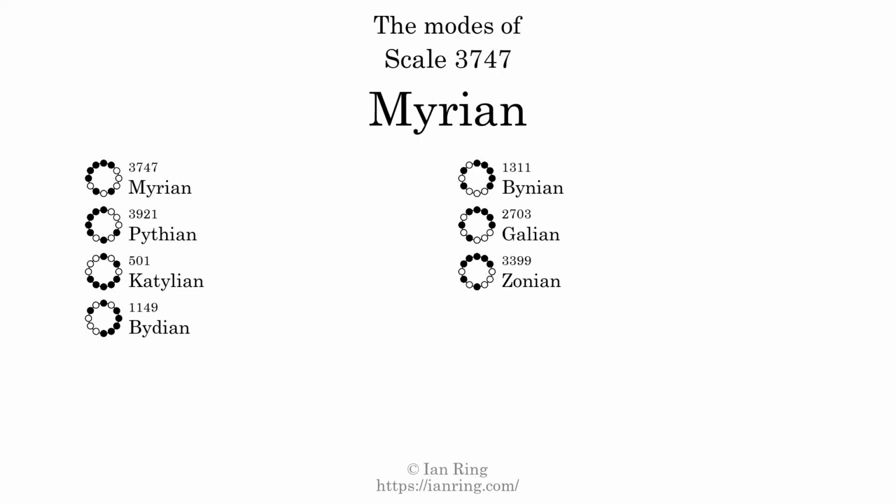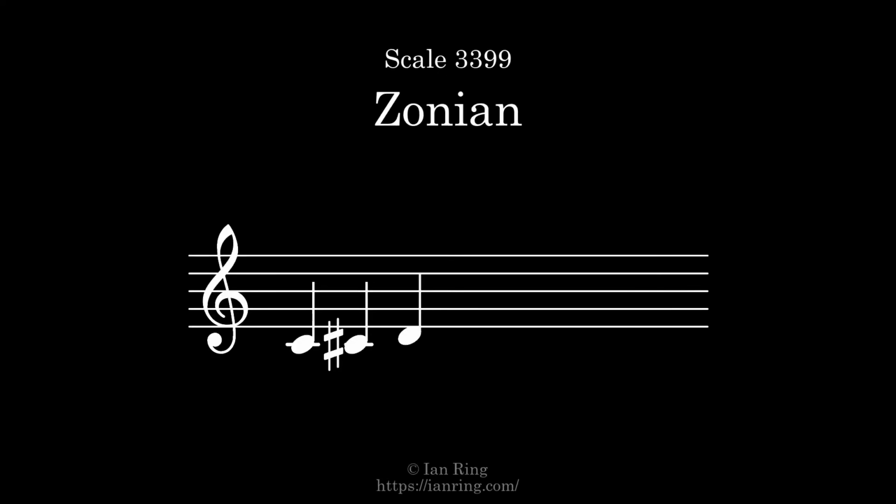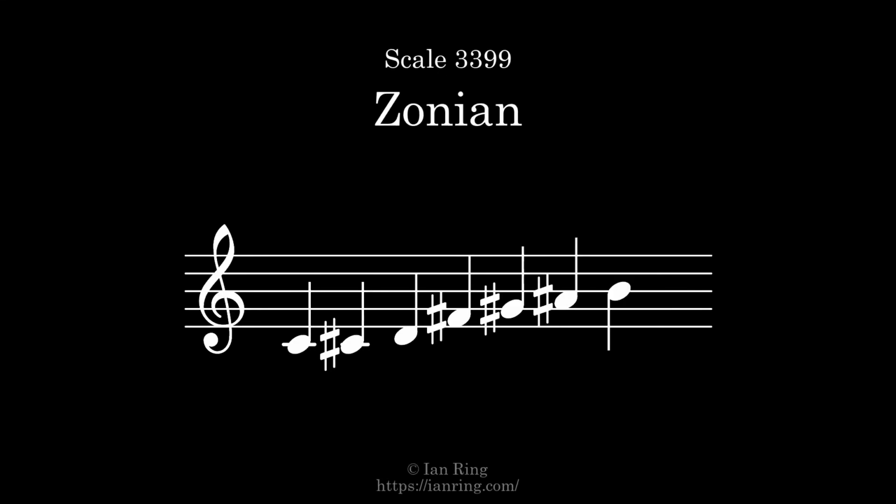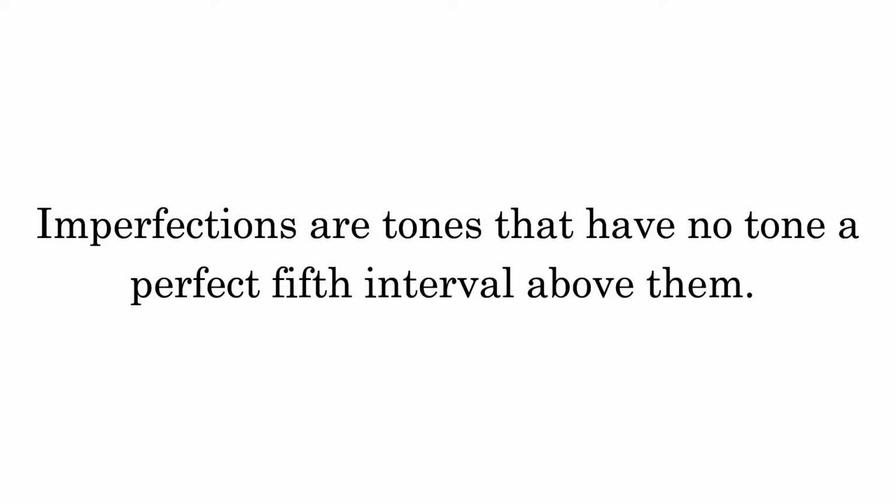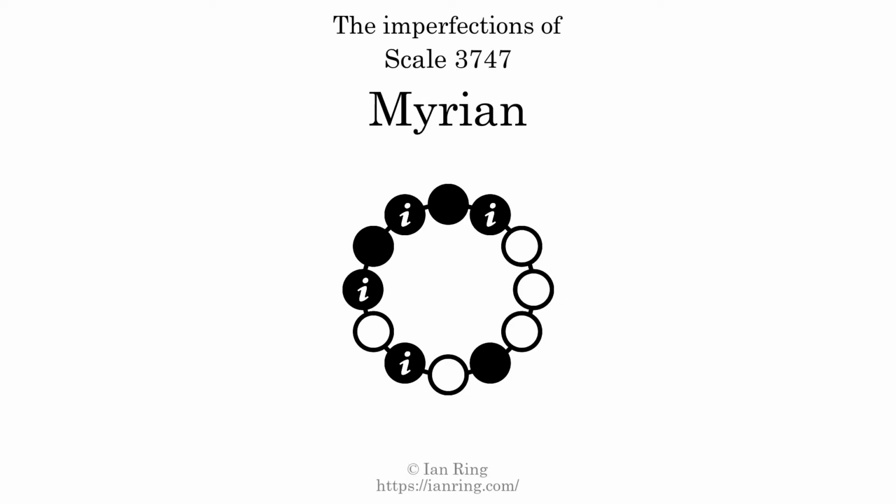The seventh and last mode is scale 3399, also known as Zonian. It sounds like this. Imperfections are tones that have no tone a perfect fifth interval above them. This scale has 4 imperfections. They are at positions here, here, here, and here.